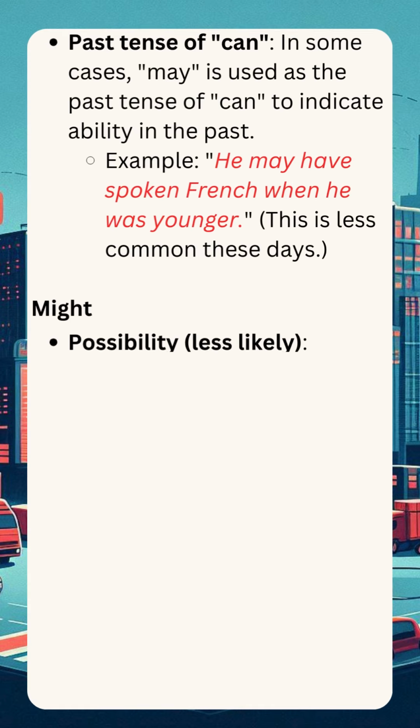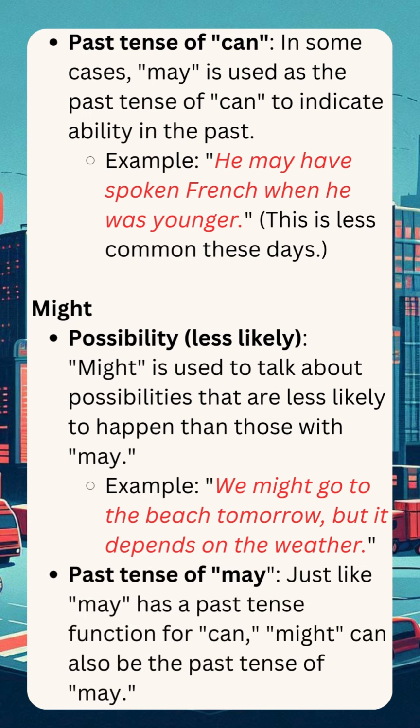Past tense of can. In some cases, may is used as the past tense of can to indicate ability in the past. Example, he may have spoken French when he was younger. This is less common these days.